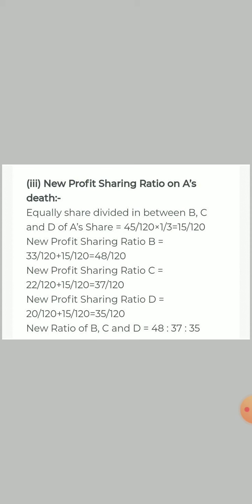So the new ratio will be 48, 37 and 35 and the gaining ratio will be 1:1:1 because everyone is gaining equally. So this is how we calculate the new ratio and the gaining ratio when a partner is retiring or a partner dies. In the next video, we will discuss how the goodwill is adjusted or treated when a partner retires. Till then, take care and have a great day.